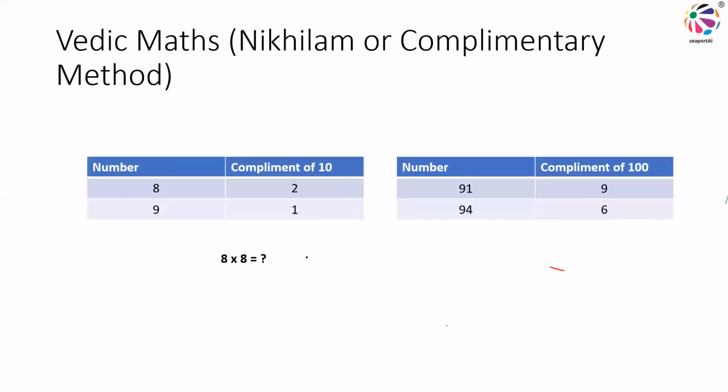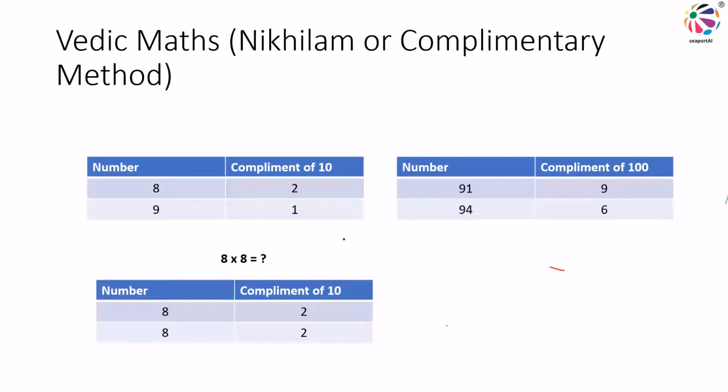Now, let's see one more. What is 8 into 8? 64. Now, how will I do it using this method? First find the difference of 8 and 2. Then multiply 2 and 2. Correct. Clear? 64. Is this easy? Yes, sir.